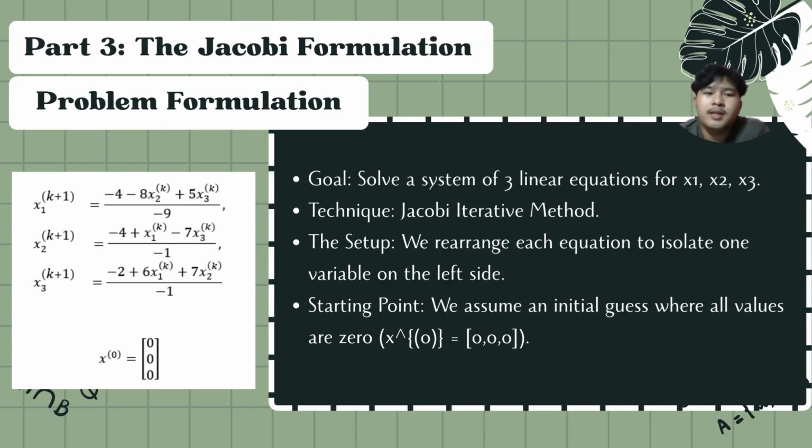For part 3, in this section, we attempted to solve a system of linear equations using the Jacobi iterative method. As you can see here, we rearrange our three equations so that x1 is defined by the first equation, x2 by the second, and so on. To start the process, we feed the computer an initial guess of all zeros.